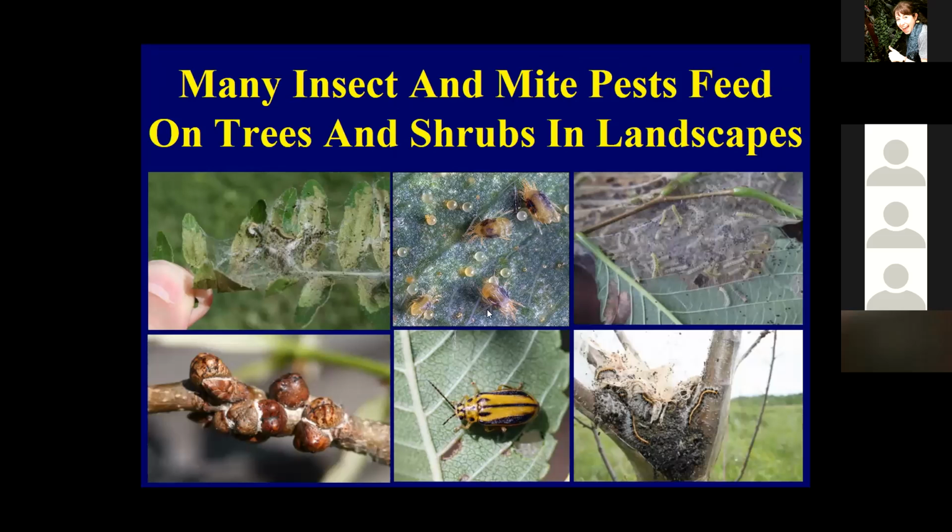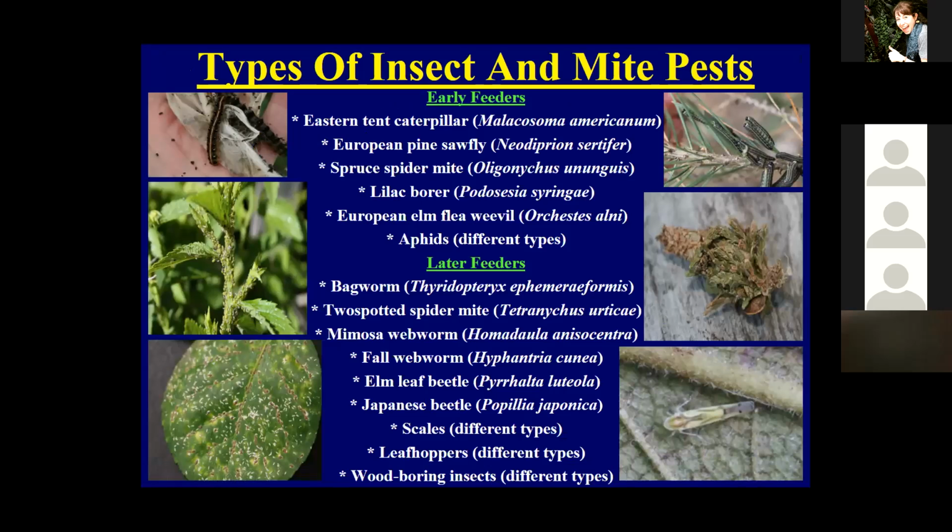So let's talk about, there are many insect and mite pests that feed on trees and shrubs in landscapes, okay? This is just a gallery. Over here on the left is mimosa webworm, two-spotted spider mite, fall webworm, eastern tent caterpillar, elm leaf beetle, and one of the many, this is probably Lecanium scale. So we have different types of insect and mite pests.